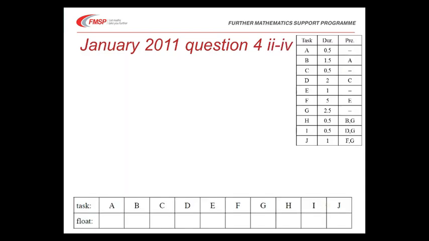So what's our activity on arc going to look like for this? Well, it's going to start the same as our previous one did, which is a node here for 0, 0. We then look down, what has no precedences? Well, A, C and E have no precedences, so here's A of length 0.5, here's C of length 0.5, and here's E of length 1, and one more, G of length 2.5.